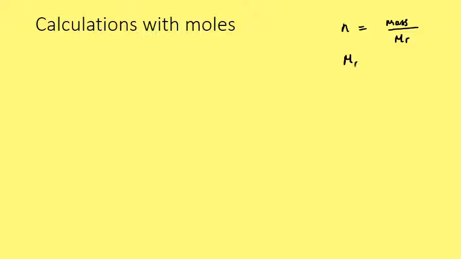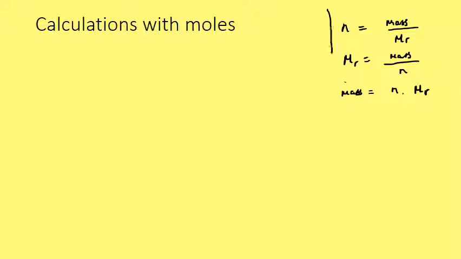So you could have MR equals mass over N, by multiplying both sides by MR and dividing by N. And the other one is we would want mass on its own, in which case we would want to multiply both sides by MR to get N times MR.